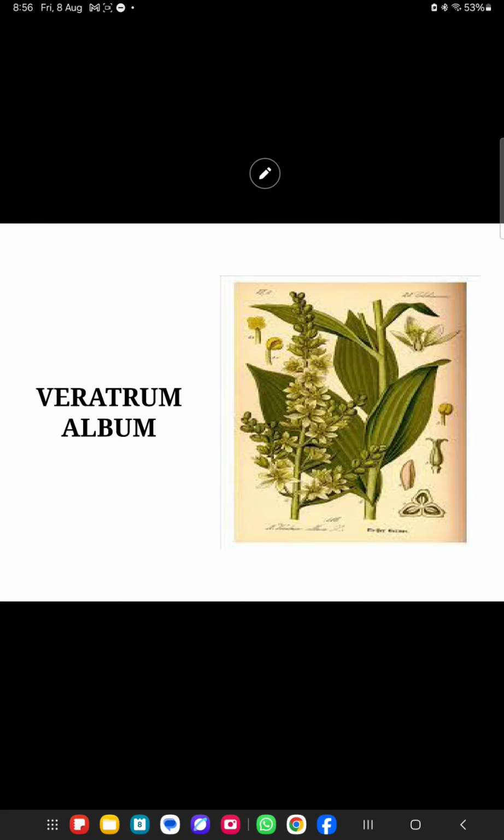This type of mania you will find in this Veratrum album. Another medicine is also there for destructive mania, that is Tarantula. But if you are talking about destructive mania, another medicine is also there, that is Belladonna.